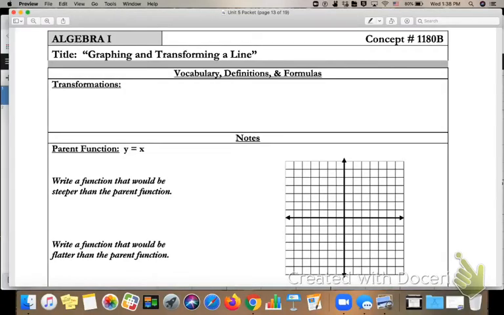Hey guys, go ahead and get your packet out. We're going to go over concept 1180B, and we're talking about graphing and transforming a line. Let's start with the definition.